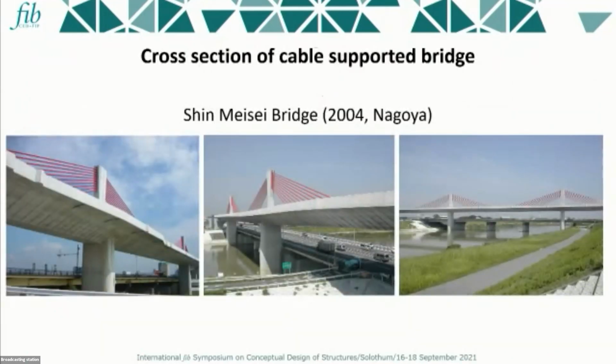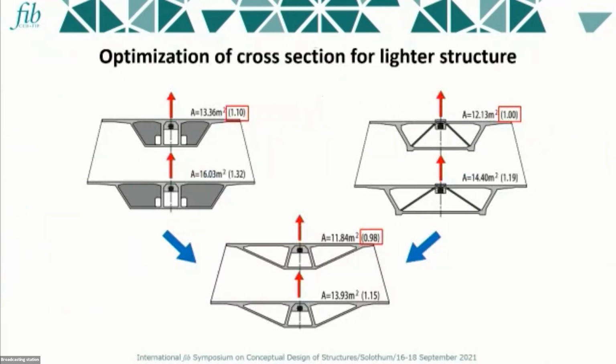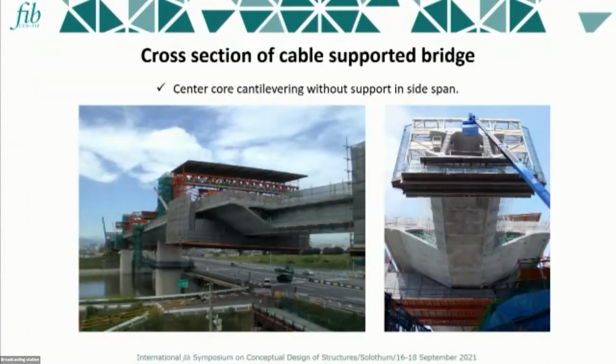This is an example in a highway over the river. And in order to reduce the weight of the whole superstructure, finally we applied this cross-section, much lighter than the conventional box girder. And this also worked in construction over the levee of the river. The core segment is free cantilevered fast from the abutment. And after that, the side part of the girder is constructed by the form travelers. It works well too.